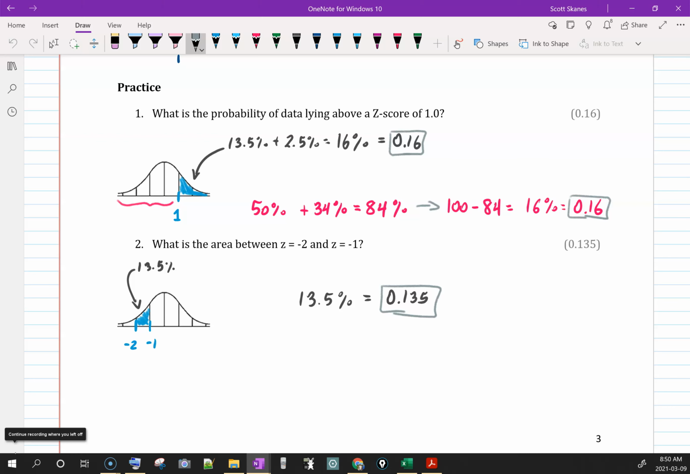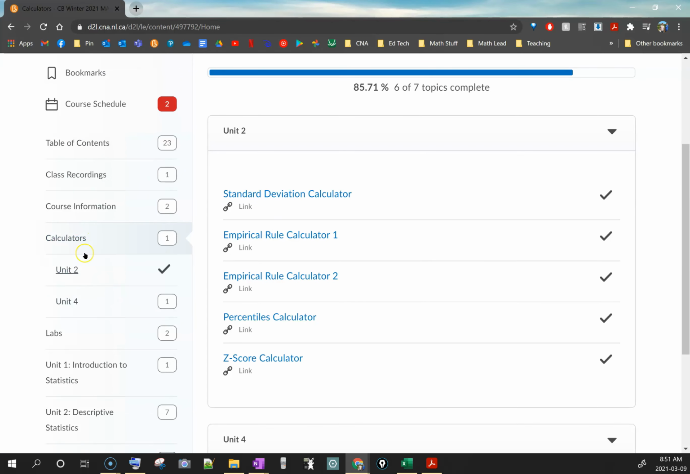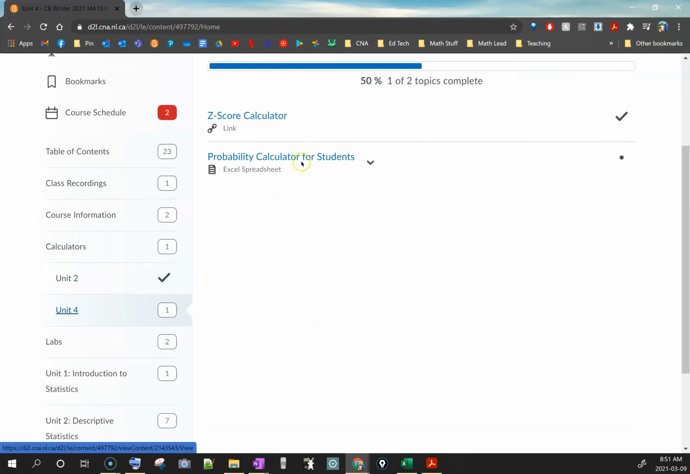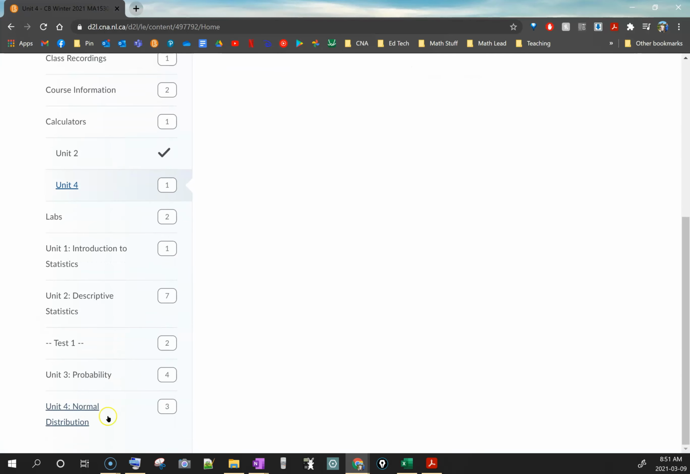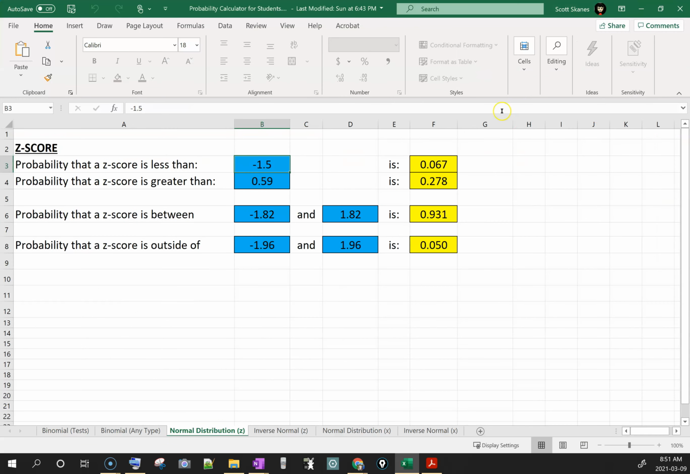So I'd like to show you another way to accomplish these types of questions, which is using an Excel calculator. So in your course shell here in 1530, if you go into content, under calculators, Unit 4, you can find probability calculator for students, or if you go into Unit 4 here and go beneath the notes here, probability calculator for students. I recommend that you go ahead and download that. And when you download that and open it, what you're going to find is something that looks like this. Okay, so this is a calculator that was made by Laura Anstey, actually, and it can help us solve these problems that we just saw.